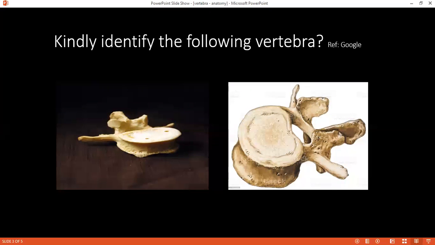Ma'am, the lumbar and the thoracic. Right hand side and the left hand side. Ma'am, I was talking about the right hand side. The right hand side is the lumbar vertebra and the left hand side is the thoracic vertebra.